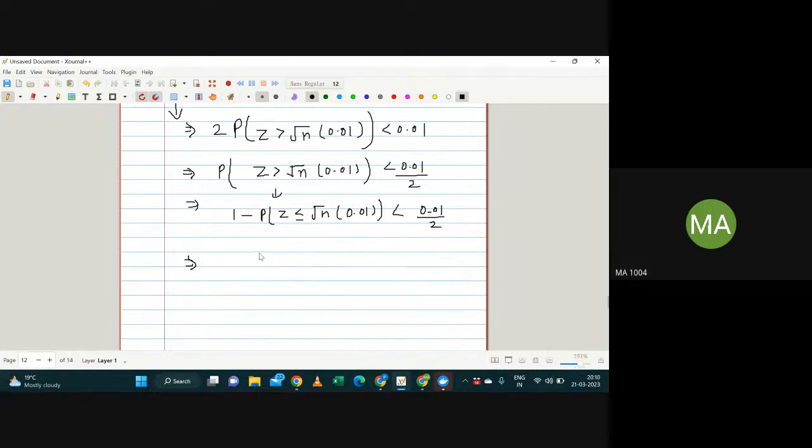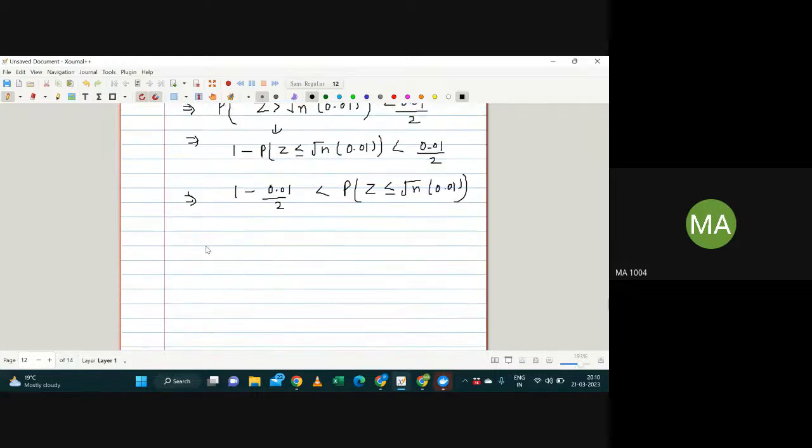Yes, sir. So what you can write down here? Can I say 1 minus 0.01 divided by 2 is less than probability of z less than square root of n 0.01? Just transformation. Correct or not? Yes, sir. So what is this? This is nothing but 0.995. Okay, this is going to be lengthy, but you need to care about just the concept. So this is greater than 0.995.